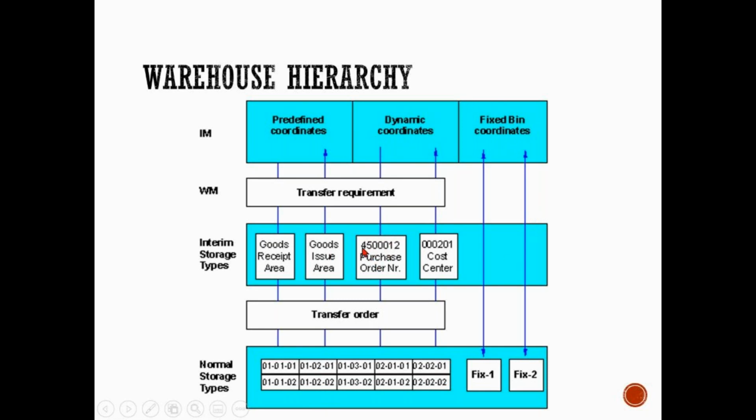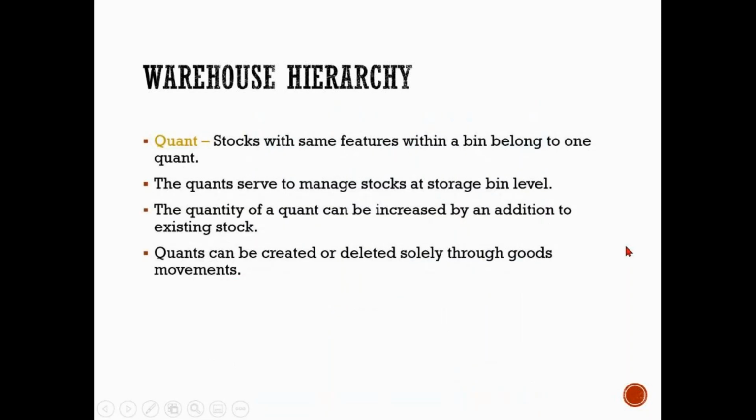So in dynamic, we can have a bin number as a purchase order number or cost center. So if we do a goods receipt, the stock would be lying in 902 with the storage bin as the purchase order number. That's the dynamic coordinate that we can have rather than having a fixed area. Okay, that's what is shown here.